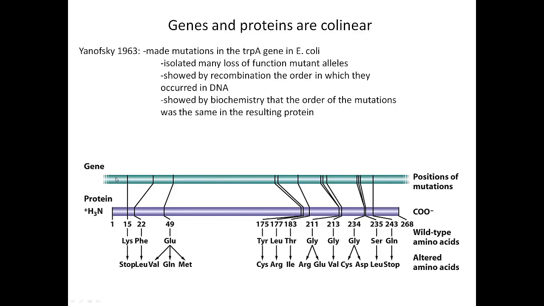And what he found is that he was able to map each of these genes and the position of the mutation. And then he looked at the protein that was encoded for by that gene. And what he found is that those mutations occurred in the same order, right? So he had a mutation early on in the gene, and he found that, in fact, there was a mutation early on in the protein as well, near to the N-terminus of the protein. So this really proved that genes and proteins are collinear.